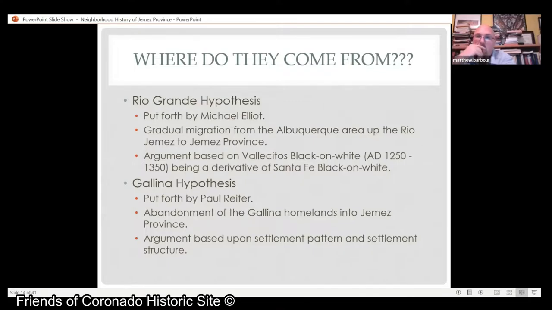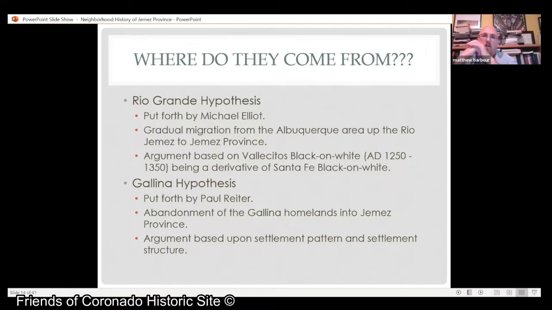And the main argument for this gradual migration is the fact that Vallecitos black on white looks like Santa Fe black on white. It looks like the pottery that was being made in the northern Rio Grande during that late developmental phase, in early coalition phase. So there's a potential link there that perhaps these are coalition peoples coming in from the greater Rio Grande area. Interestingly enough, Santa Fe black on white, and I know it's called Santa Fe black on white, was actually produced over a very large area, not just in the Santa Fe area. These are not Santa Fe migrants.